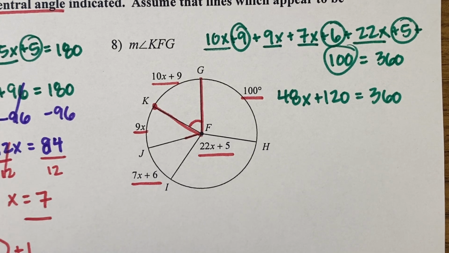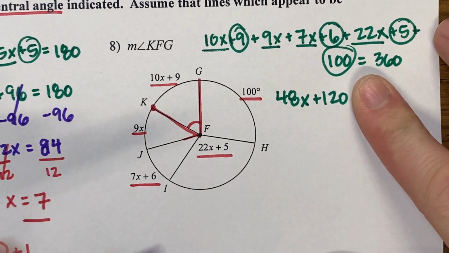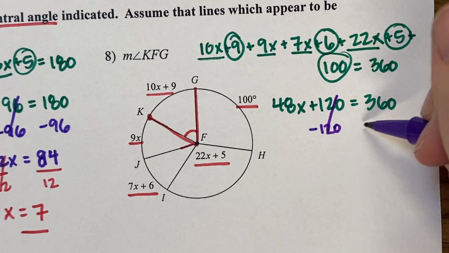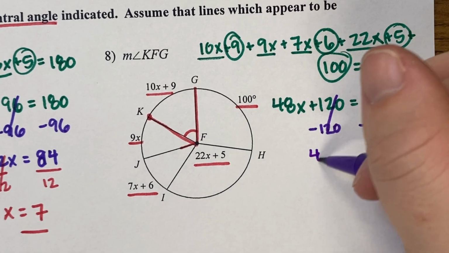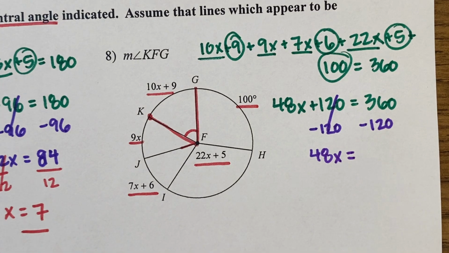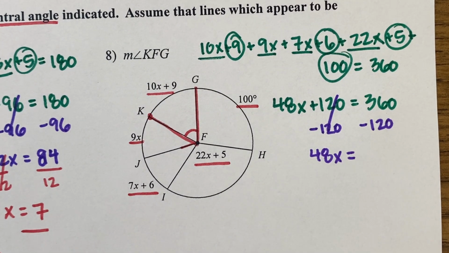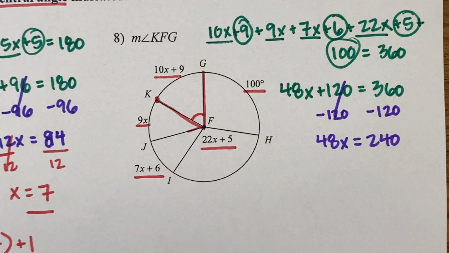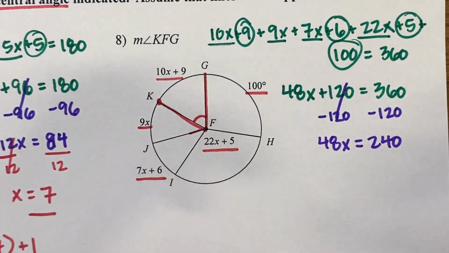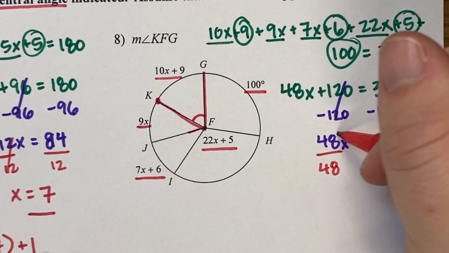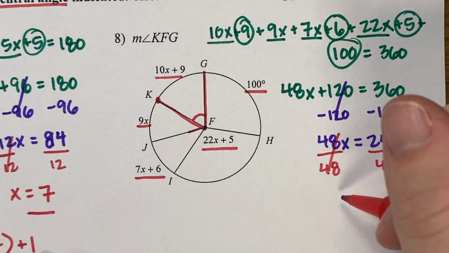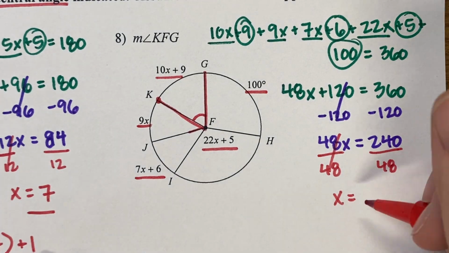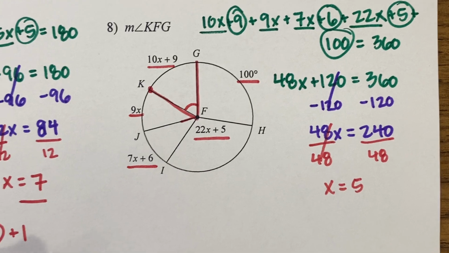So now we can start solving for x. Okay, so on my side with my x, the first thing I got to get rid of is plus 120, so we do the opposite, minus 120. So I get 48x left over here equals 360 minus 120, gives me 240. Okay, last step for solving for x is going to be the opposite of times by 48. Divide by 48. So I get x is equal to 240 divided by 48. I'm doing it in a calculator. I get x is equal to 5.